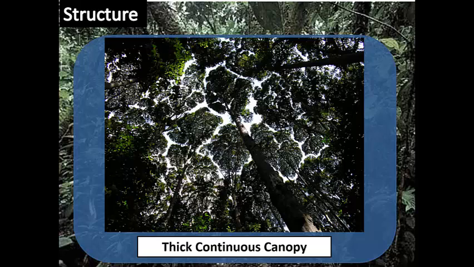Here in this picture, you can see that the canopy layer blocks out a large amount of sunlight entering the undergrowth of the tropical rainforest. This is why the undergrowth will always remain dark.